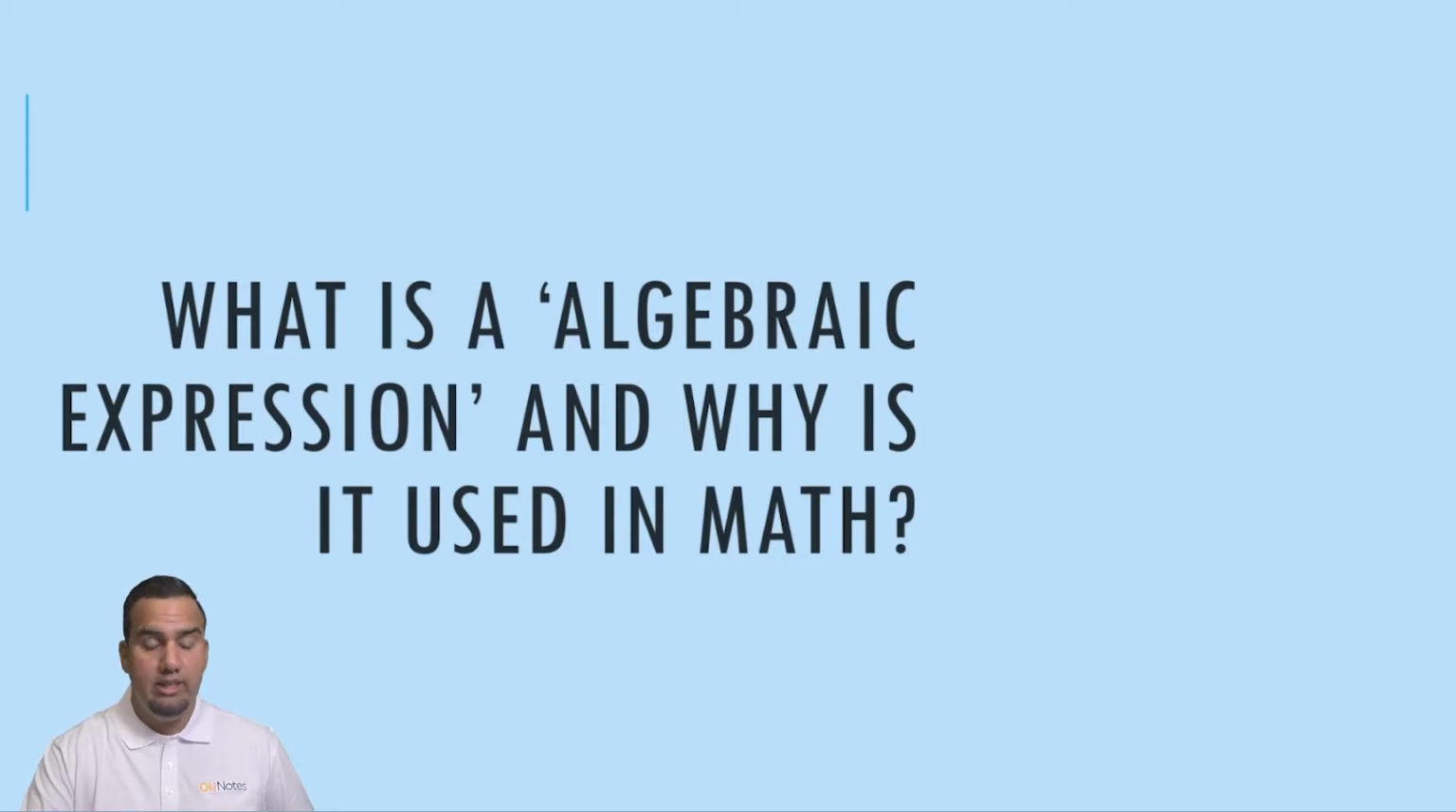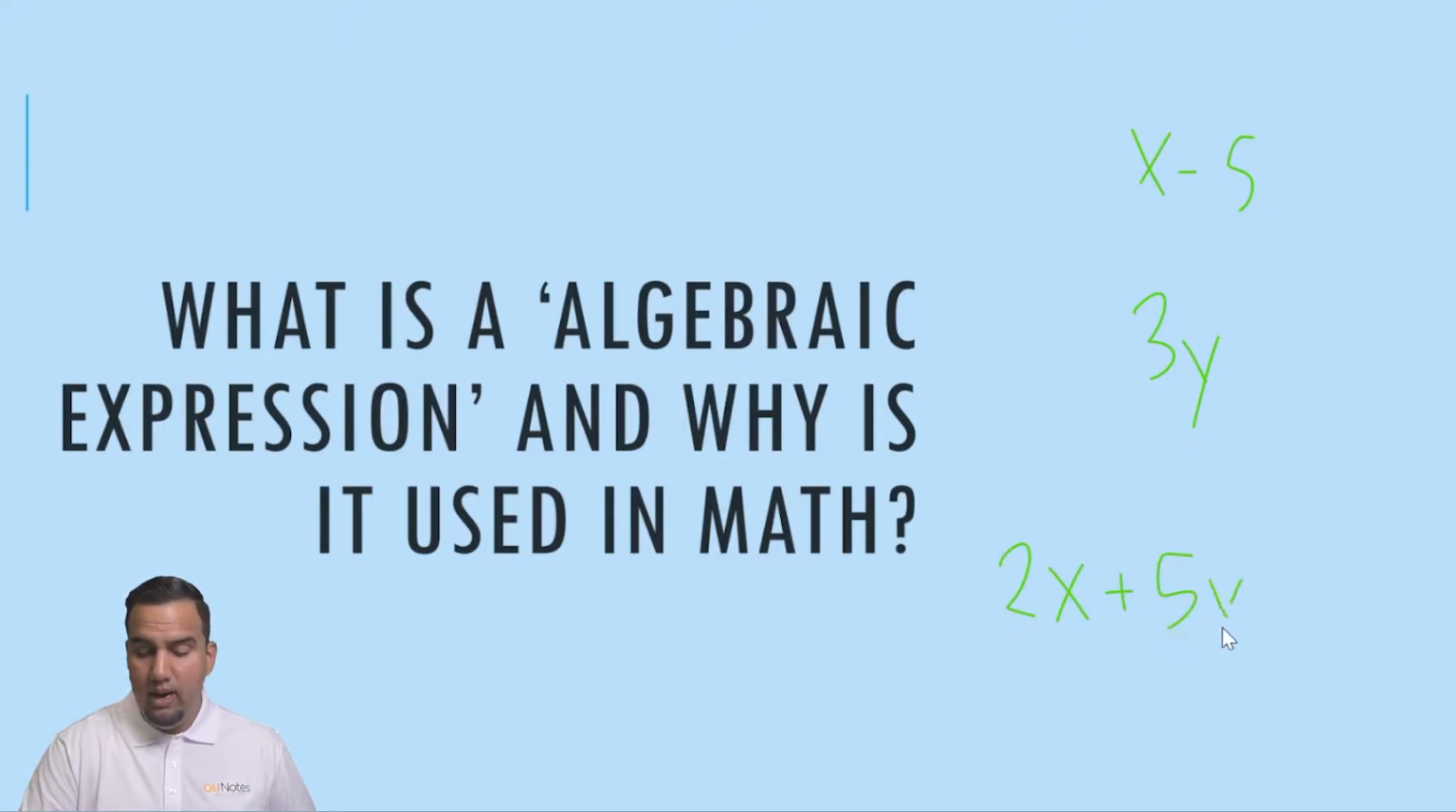Okay? So here's an example. X minus 5. 3y. 2x plus 5y. All of these count as an algebraic expression. Why? Because there are two or more constants or variables in an operation. Okay, so those are the first vocab words that we have to understand because when we see them in a word problem, we just have to know what they represent. So, are we ready to begin?